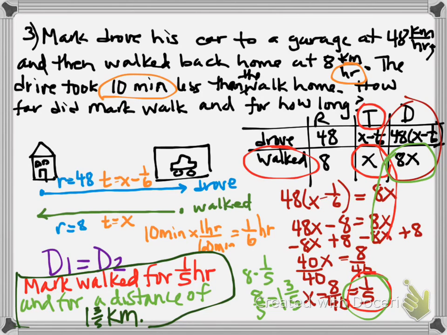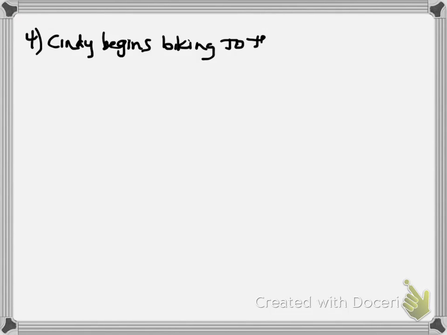All right, let's see if we can get one more in. And again, it's not so bad to write. I'm picking all the easier ones to write. So let's see, this is our fourth one. So Cindy begins biking to the park at 20 kilometers per hour at noon. So we have a rate and we have a start time.